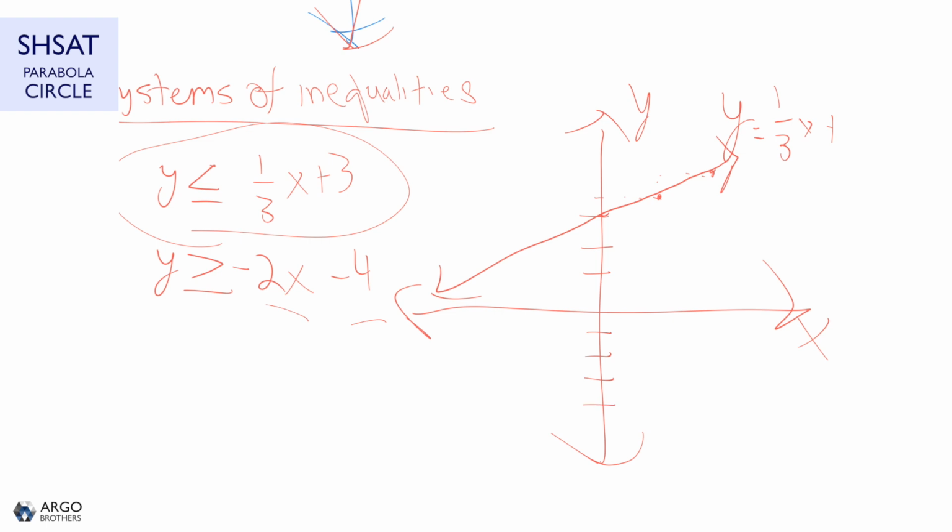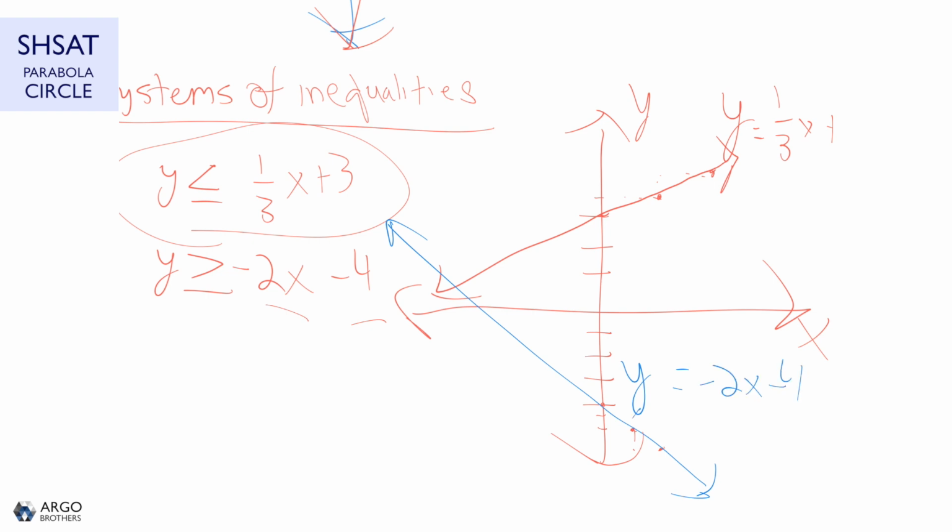And then we go down 2, across 1, so to the right one. So down 2 and over 1, down 2, and over 1, and so on. And I'll do this in blue. So then we have this line here, which is y equals negative 2x minus 4.